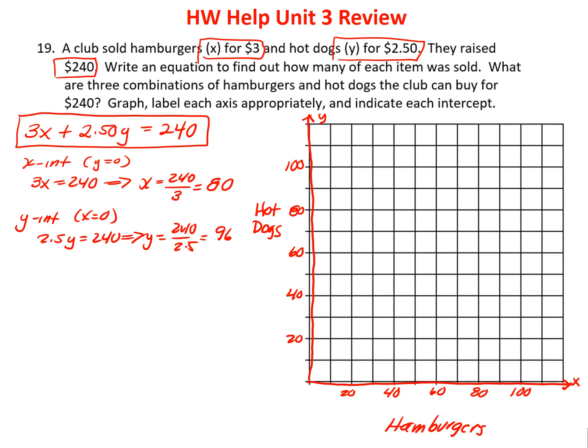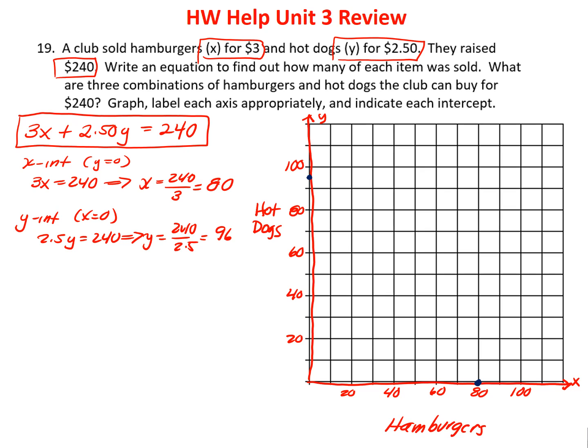All right. Now we can graph. Notice our x-intercept is 80, so my first point is the point (80, 0). So it's going to come down here. What this point means is if the only thing I sold was hamburgers, then to get $240, I sold 80 hamburgers. At the same time, on the hot dog side, the y-intercept is 96, so we come up here to 90, halfway between and a little more, 96.